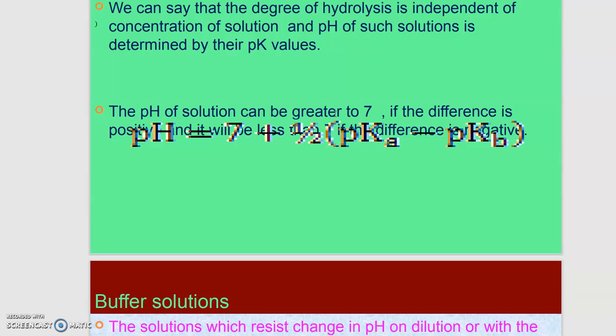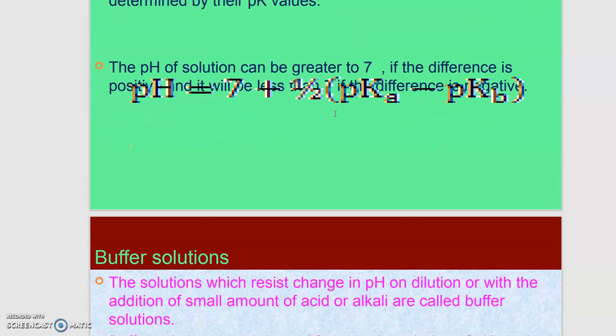So we know the pH of the solution. Using the pH, we can identify whether it is acidic, basic or neutral. If pH is equal to 7, the solution will be neutral. And pH we can calculate by the formula 7 plus half of (pKa minus pKb).